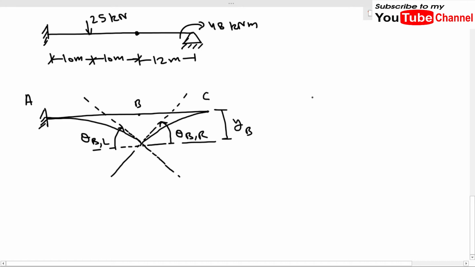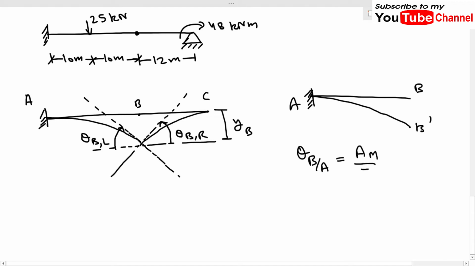Now as we have drawn the bending moment diagram by separating these two beams, we can see that this portion of the beam looks like a cantilever. This is B dash and this is A. We can apply a very simple formula which we have used many times: theta B over A is the area AM by EI. So theta B minus theta A is equal to AM by EI, and we know that theta A is 0 because it is a fixed end. So from here we can find out theta BL very easily.